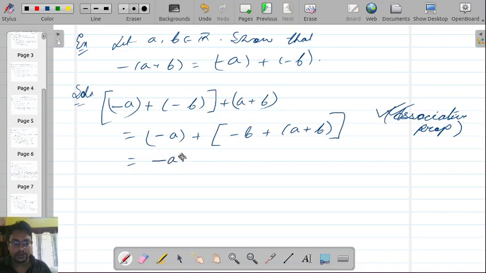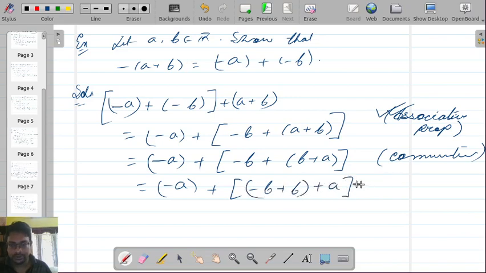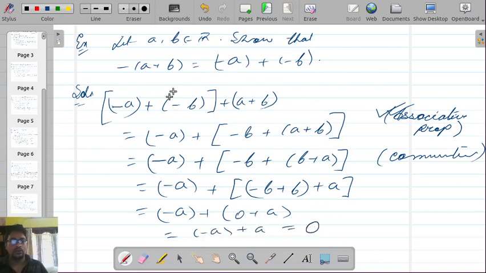actually applying here. So it's minus a plus, again I can use commutative property here. Okay, b plus a, because I need to use this minus b plus b somewhere. Okay, commutative property. Okay, so from this I can write minus a plus, this is actually minus b plus a, again I have used associative property. Okay, so this is minus a plus 0 plus a. Okay, so ultimately it's minus a plus a, so that is equal to 0. So ultimately I have got this plus a plus b, this is equal to 0.